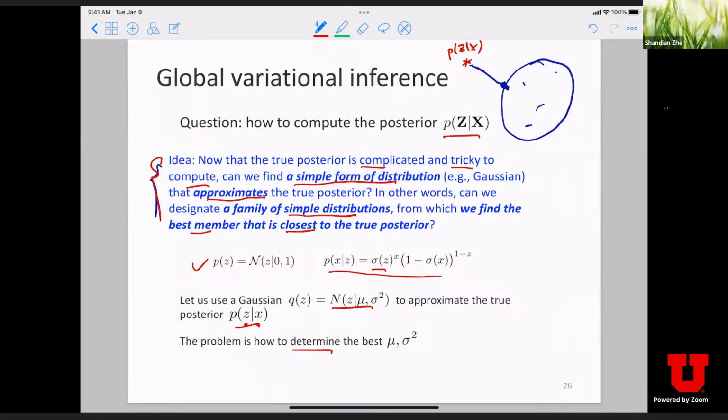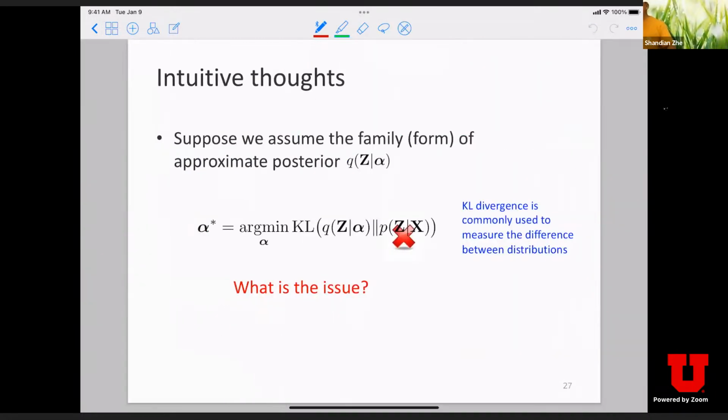Actually, I have discussed such a measure. It's called KL divergence. We mentioned that KL divergence is a way to measure the difference between two distributions. Only when these two distributions completely overlap will the KL divergence be zero. Otherwise, the KL divergence will always be non-negative. And the closer the two distributions, the smaller the KL divergence. So here, we're going to use KL divergence.